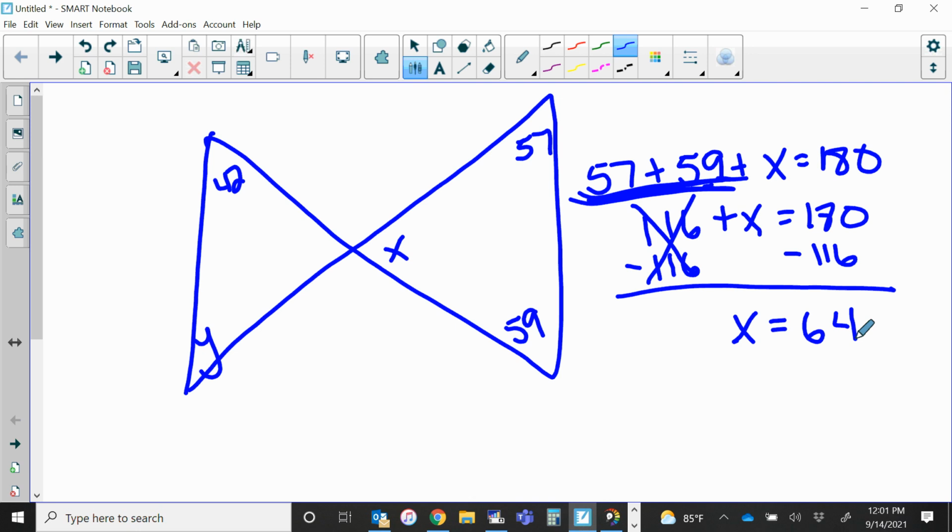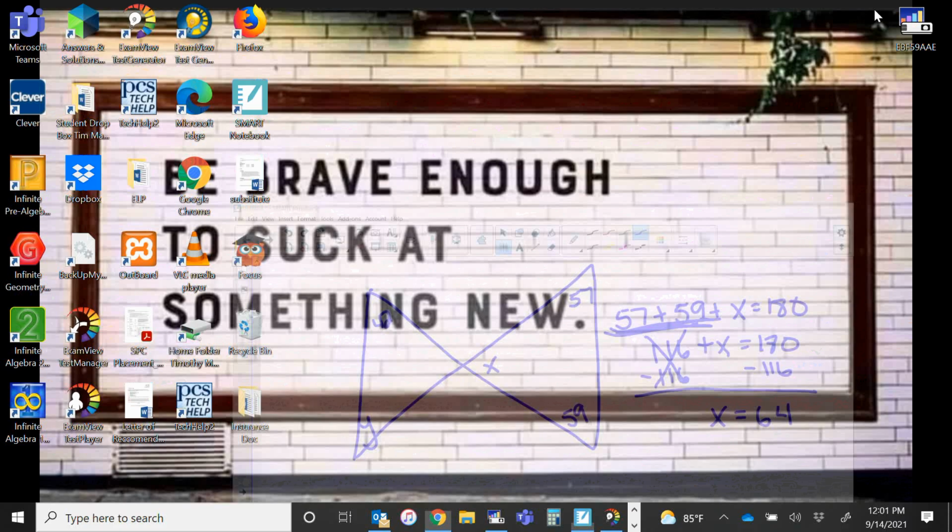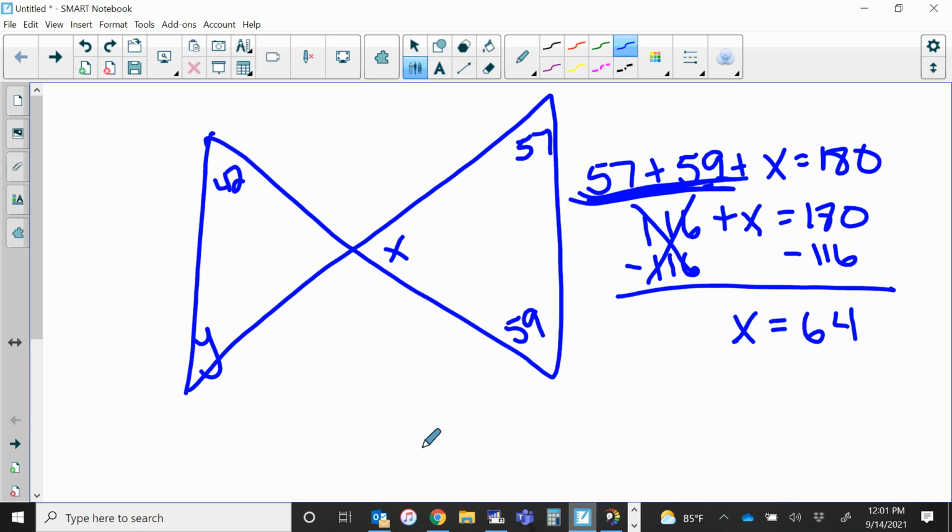Yes or no? Question, sir. No. That's not a bad question. What you're asking, a linear pair has to be together. They're a straight line, and there's like that. That would be a linear pair. Okay.